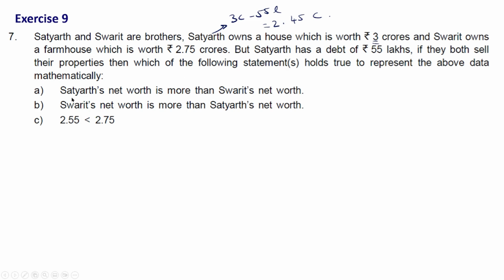So here the first option is Satyat's net worth is more than Swarit's net worth. This is wrong. This is not true. Whereas Swarit's net worth is more than Satyat's net worth. This is correct. And the next option is 2.45 less than 2.75. This is also true. So these two statements are true.